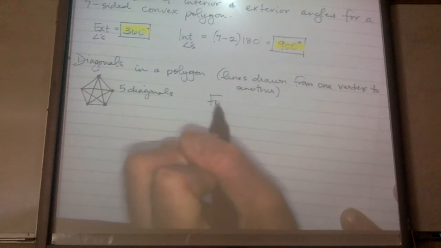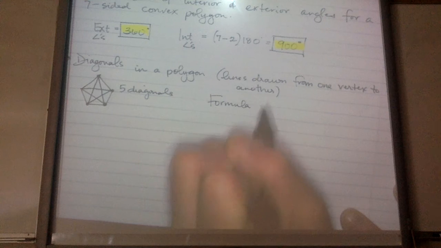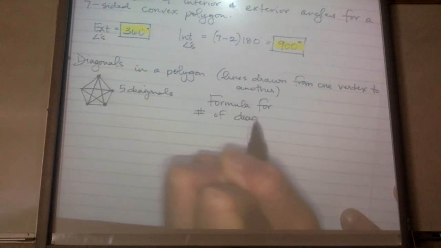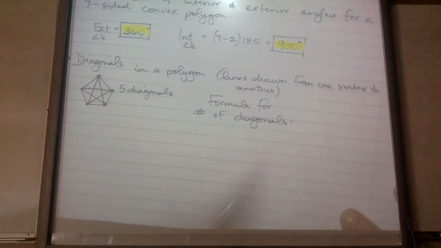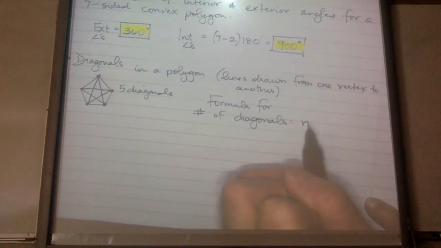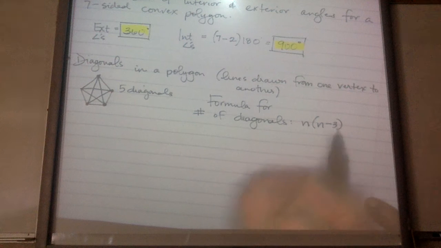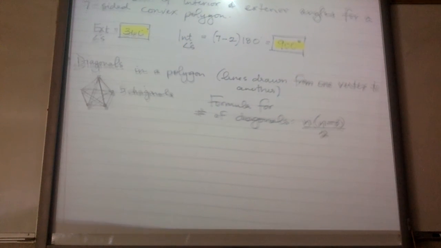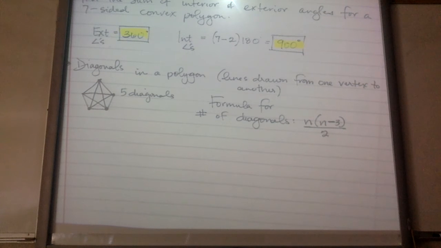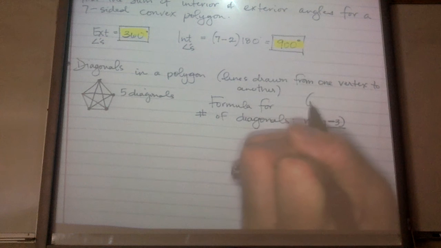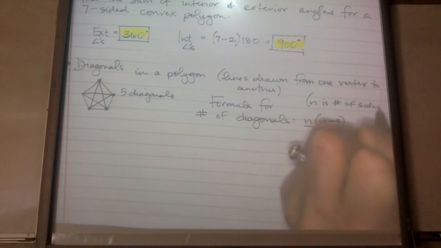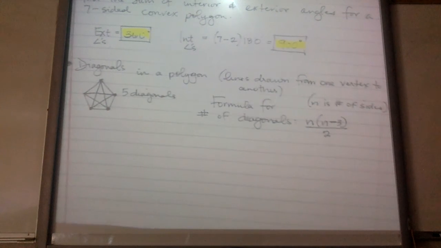The formula for the number of diagonals is n times n minus 3, divided by 2. Very similar to the above formula. Well, I guess it's not similar at all, except that n is the number of sides. So I'm going to do one example of that.